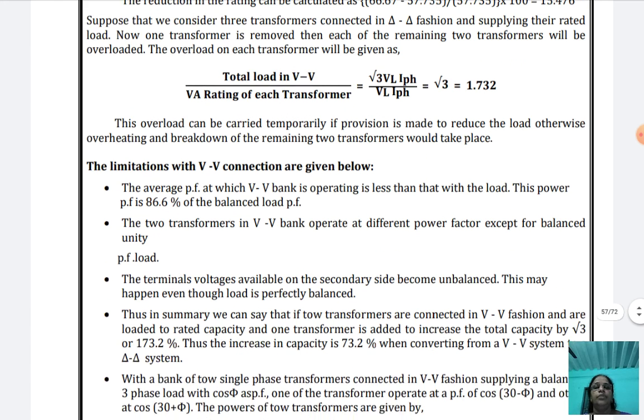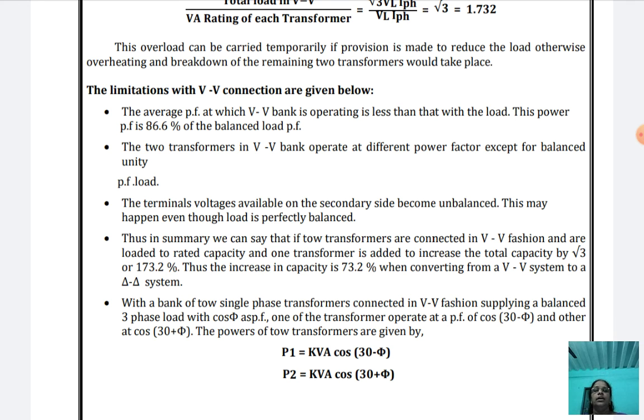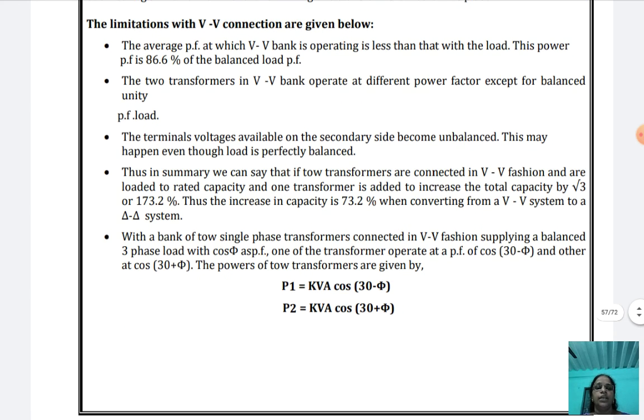And what are the limitations of this VV connection? The first is that the two transformers in a VV bank operate at different power factors, except for a balanced unity power factor load. So the average power factor in a VV bank is less than that of the load, that is 86.8% of the balanced load power factor. And the terminal voltage on the secondary side becomes unbalanced. This may happen even though the load is perfectly balanced.